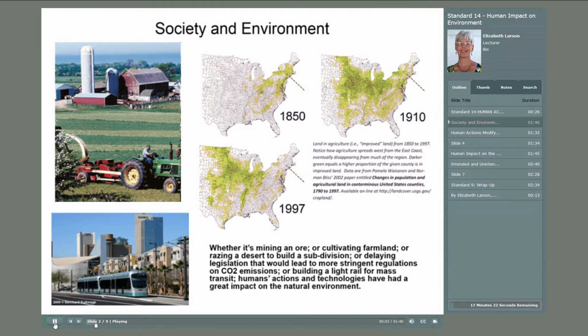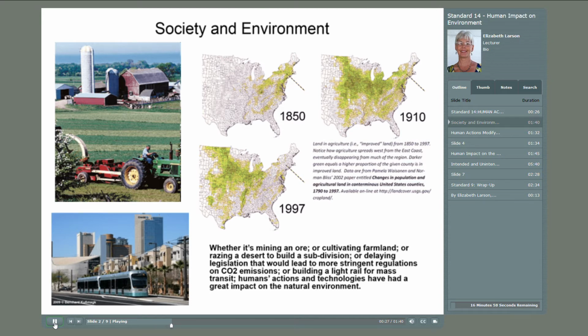Whether it's mining an ore, or cultivating a farmland, or raising a desert to build a subdivision, or delaying legislation that would lead to more stringent regulations on CO2 emissions, or building a light rail for mass transit, humans' actions and technologies have had a great impact on the natural and physical environment.